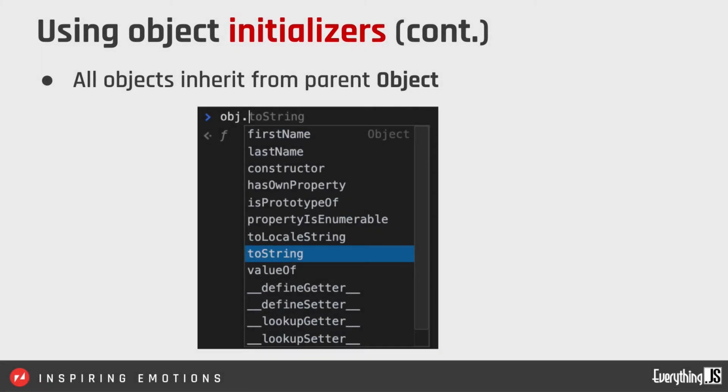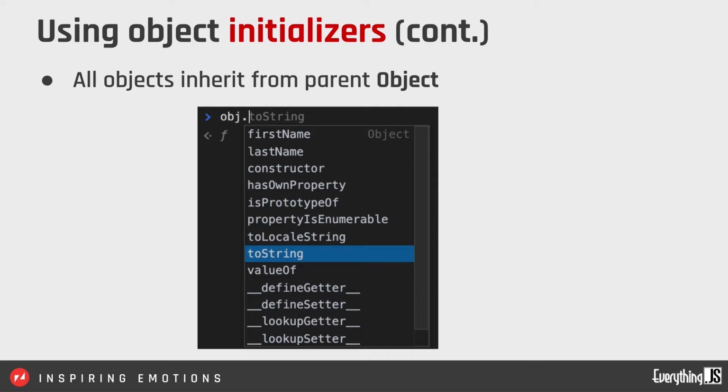So object, you can see all objects are inherited from the parent object. So here you can see the object we have created earlier. You can see the first name and last name, and where do those other methods come from? Those come from the parent object. All the objects we are creating inherit from the parent object.